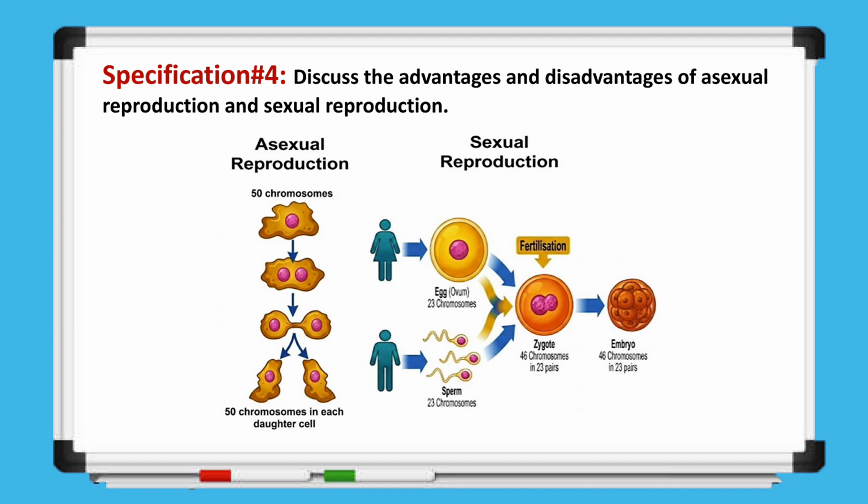And in sexual reproduction, male and female gametes, each carrying half the chromosome number, 23 in humans, fuse during fertilization to form a zygote with a full diploid set of 46 chromosomes in 23 pairs. This zygote develops into an embryo, maintaining the diploid chromosome number in all body cells. Sexual reproduction produces genetically unique offspring due to the combination of genetic material from both parents.